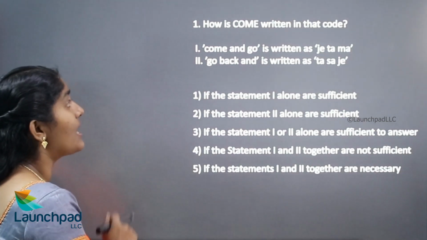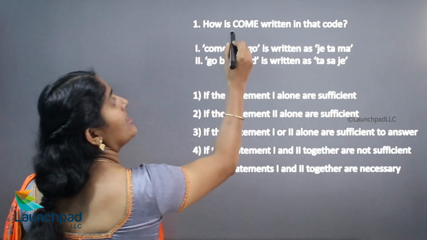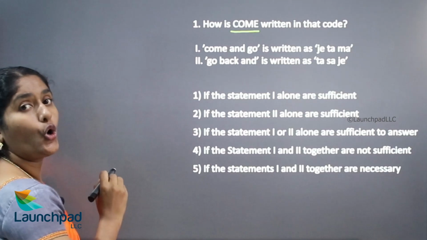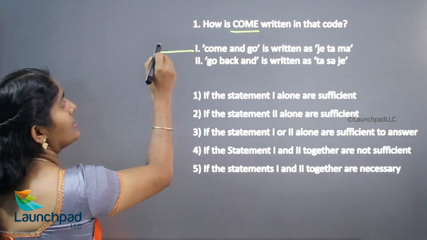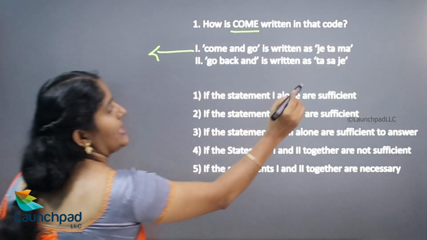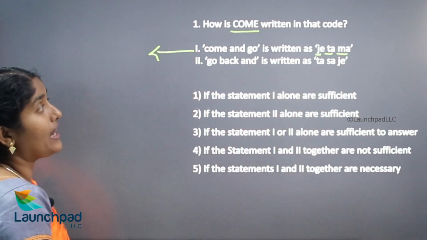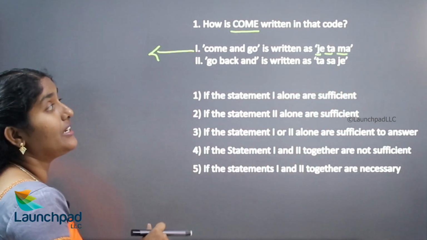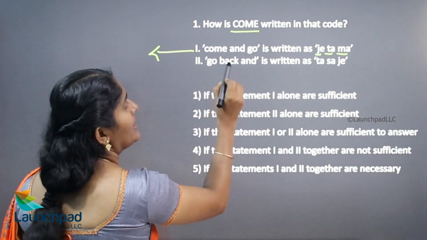What does that mean? How is "come" written in that code? We want to find the code for the word "come". So the first statement: "come and go" is written as G-E-T-A-M-A, and "go back and" is written as T-A-S-A-J-E. What is the common word here?